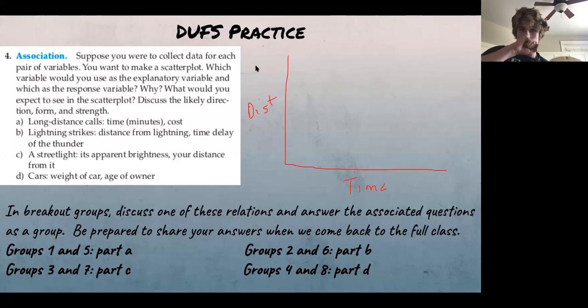And then we said that normally in this case, you're counting the amount of time it takes for you to hear the lightning. And then after that, you'd calculate the amount of distance it was from your location. We also said that the slope of this graph would be velocity, and in that case, you'd need distance over time. And so distance would have to be the response variable.